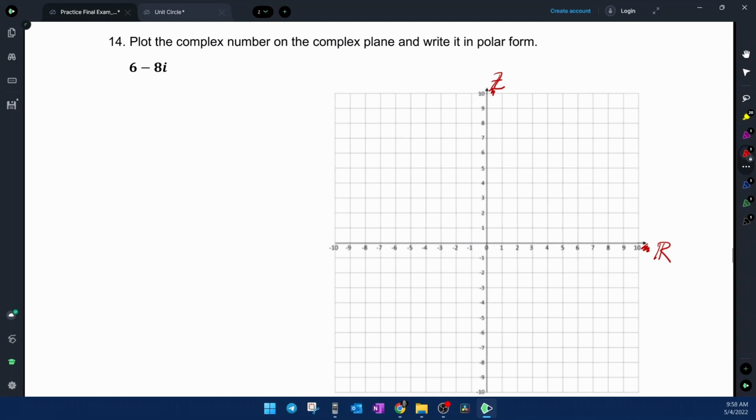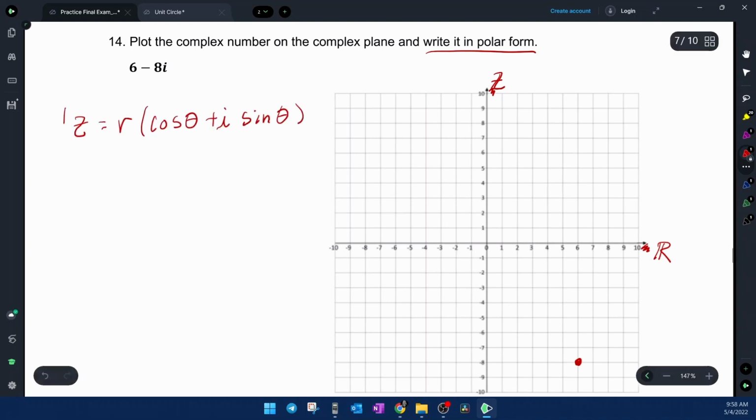So to plot this number, this is going to work just like an x and a y, except we have our real part and our imaginary part. So we're going to go to the right 6 and down 8. That's going to give us a point in the complex plane. And then notice it does say to write the answer in polar form. And so lucky for us, we have formulas for that. Knowing that polar form looks like this, we're going to need to find our values for r and theta.